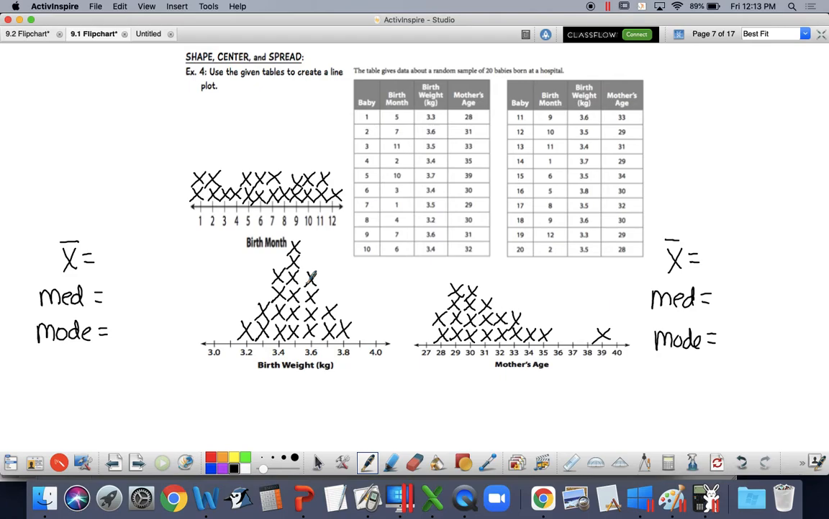All right, let's go over these together. You can help, even if you don't have them all done. Hopefully, a few people in your group have them done. All right, let's talk birth weight first. What do we got for mean? 3.5. What do we got for median? 3.5. What do we got for mode? 3.5.